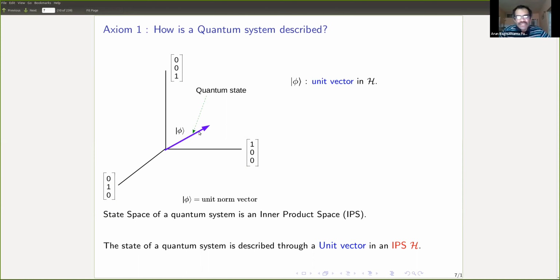Just as a bit takes a value 0 or a 1, a very analogous statement is that the state of a quantum system lives in an inner product space, the state space. A quantum system is described by a unit vector in the inner product space H. I'll give you a very simple example. A quantum system can be described by this vector: 1 by root 2, 1 by root 2.